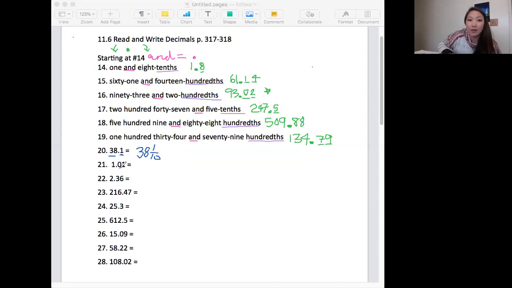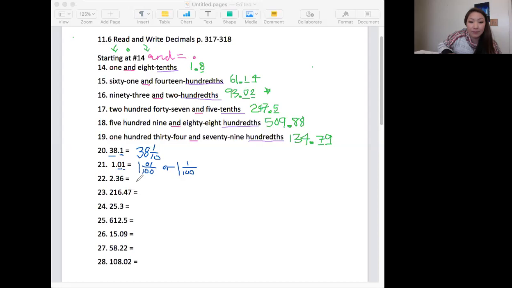So 38 1/10, okay? So number 2, we have 1 as a whole number, and then we have 2 place values after the decimal. So we are going to write 100 as our denominator. And then we have a 0, 1 as my numerator. You have a choice. You can write 0, 1, or you can just write 1. Okay? All right, next one.